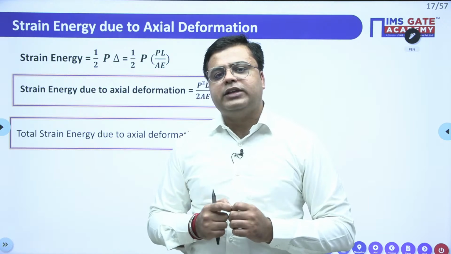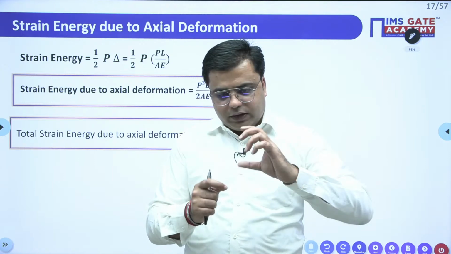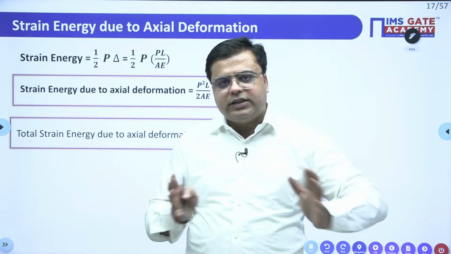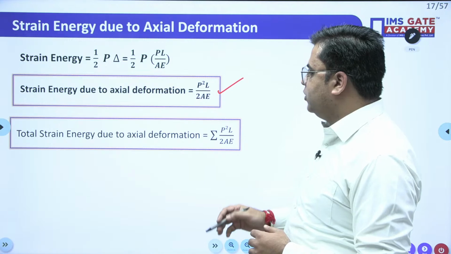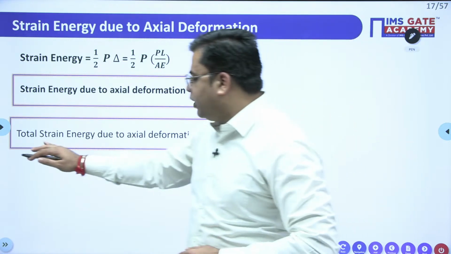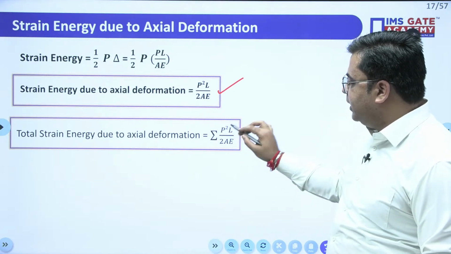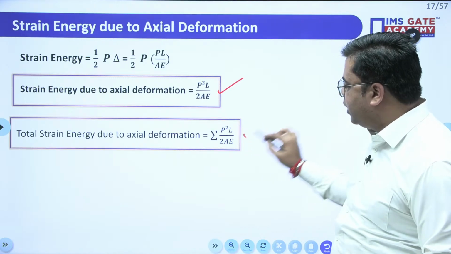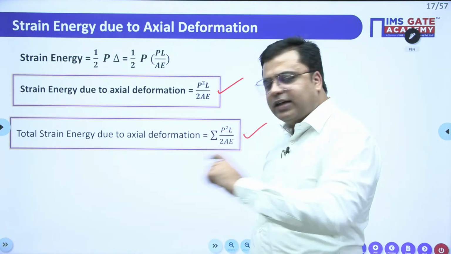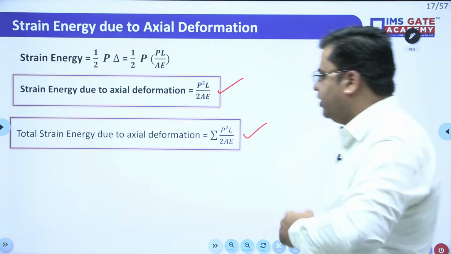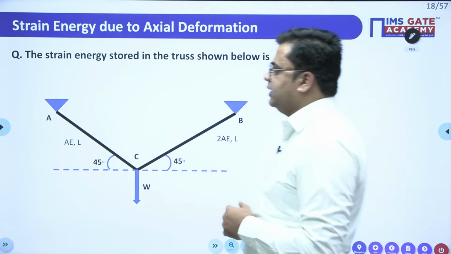So when we talk about the strain energy present in the truss, it will only be due to the axial force, and the strain energy stored in every member is just summed up to calculate the total strain energy stored in such kind of frames, a pin jointed frame or a truss. The total strain energy is the summation of P square L upon 2 AE, where P is the member force, L is the length of the member, and AE is the axial rigidity, right?